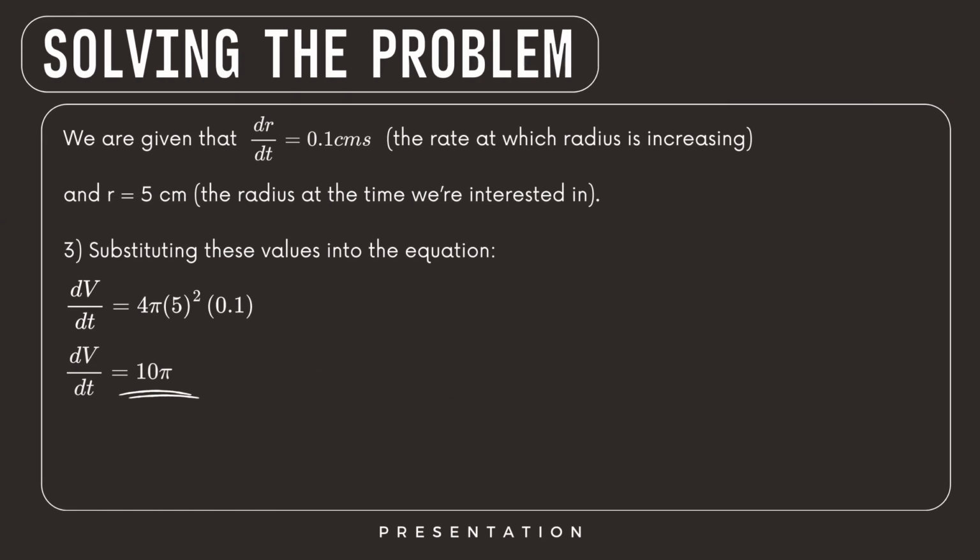Now that we have the relationship between the changing radius and the changing volume, we use the values given in the problem. We know that the radius is growing at a specific speed and that its size at this moment is given. Using these values, we calculate how quickly the volume is increasing at this specific point in time. In the end, we find that the volume is increasing at a rate of approximately 31.4 cubic centimeters per second.